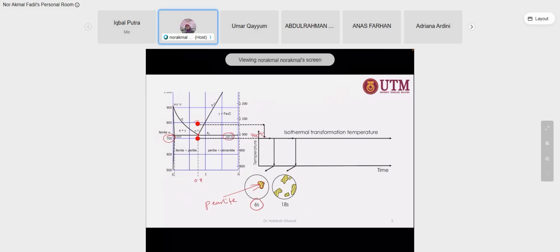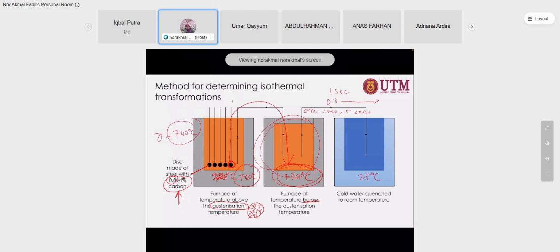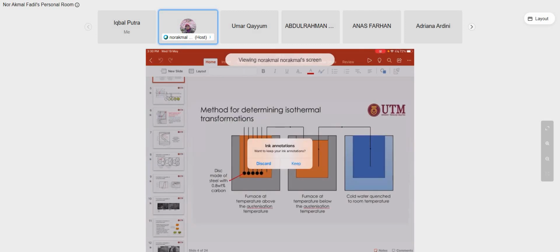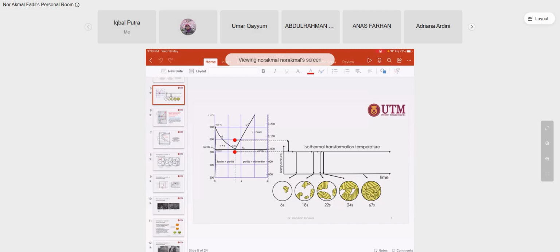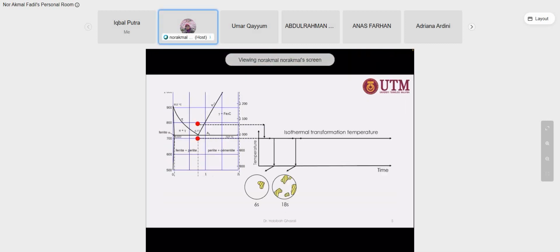And then again, this is sample number 1. Sample number 2, you take 18 seconds, and after 18 seconds you can see more perlite. Sample number 3, you hold at 700 degrees Celsius for 22 seconds, and then you cool it down to room temperature by quenching in cold water.